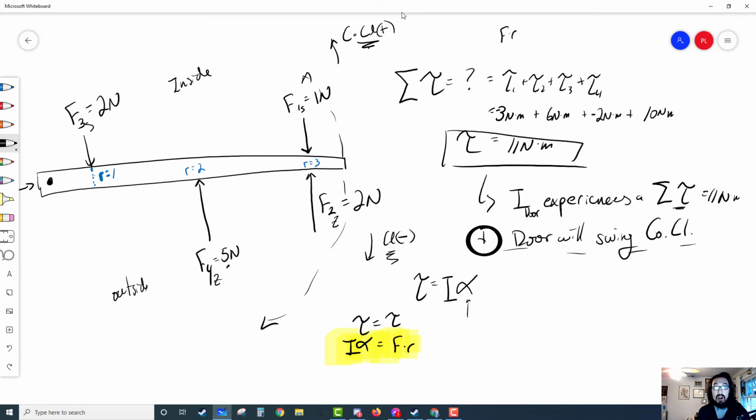All right. Well, that's that. That's the introduction to torque. The easiest way to go about torque is to just get some practice in with different scenarios.